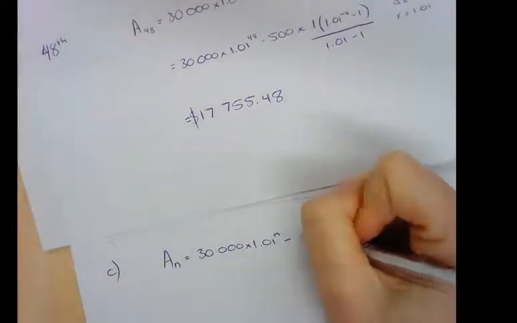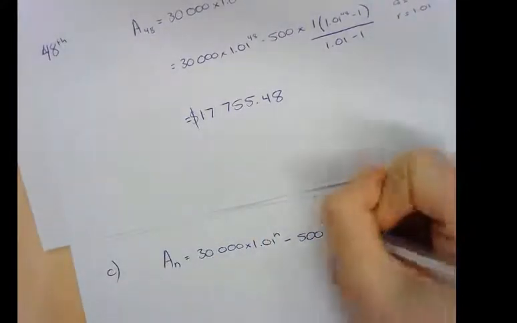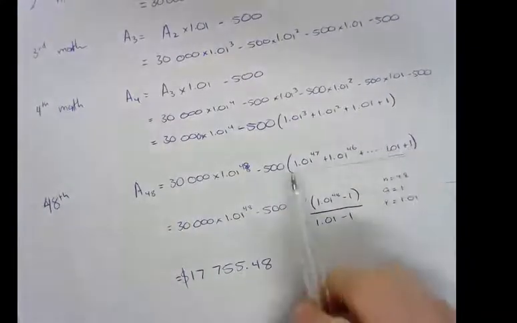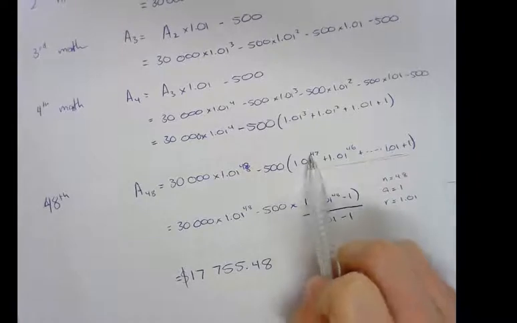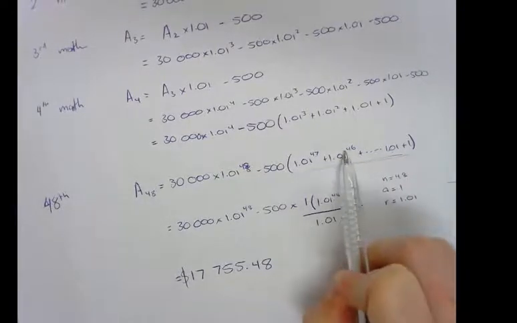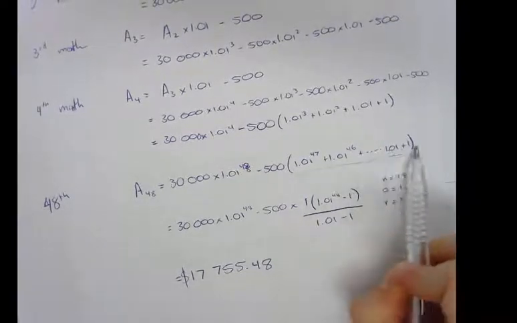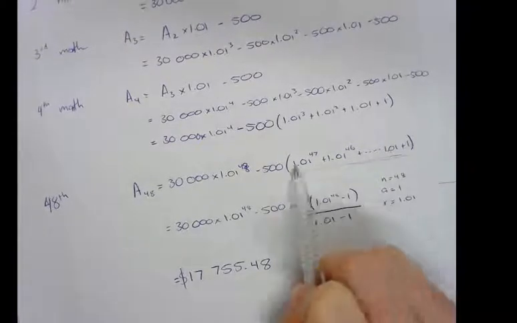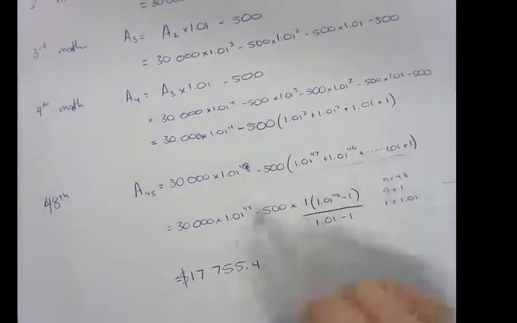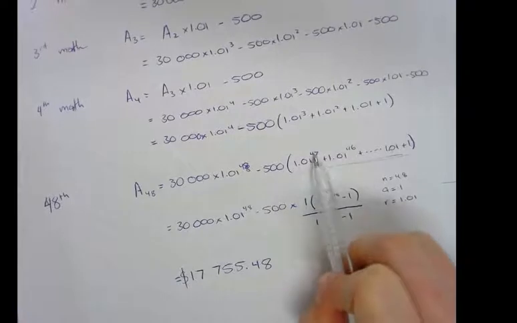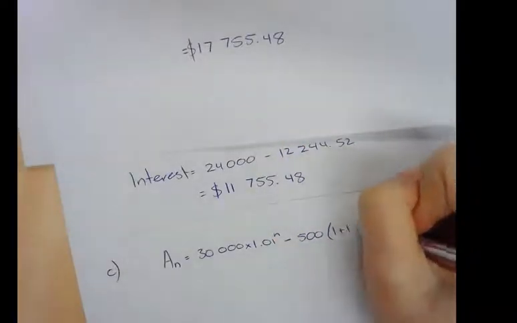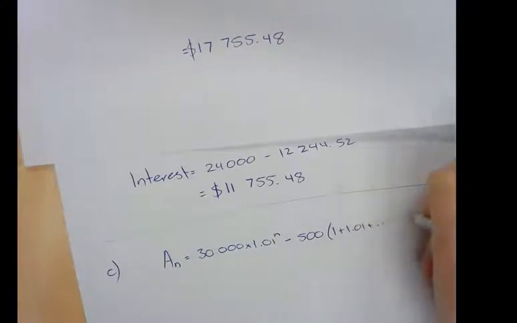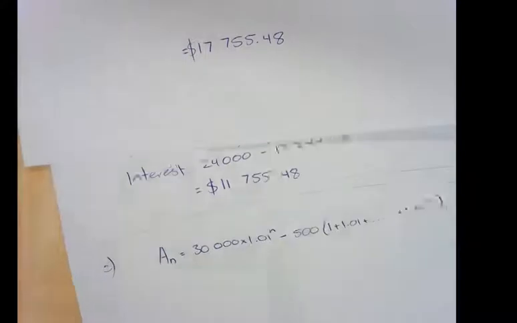Then we're going to have minus 500 outside of, and I'm going to write this the other way around. So when we wrote this, I wrote it as 1.01 to the power of 47 plus 1.01 to the power of 46, all the way down to 1. I'm just going to write this the other way around. So I'm going to start at 1 and work my way up, all the way up to n minus 1. So we're going to have 1 plus 1.01 plus all the way up to 1.01 to the n minus 1.